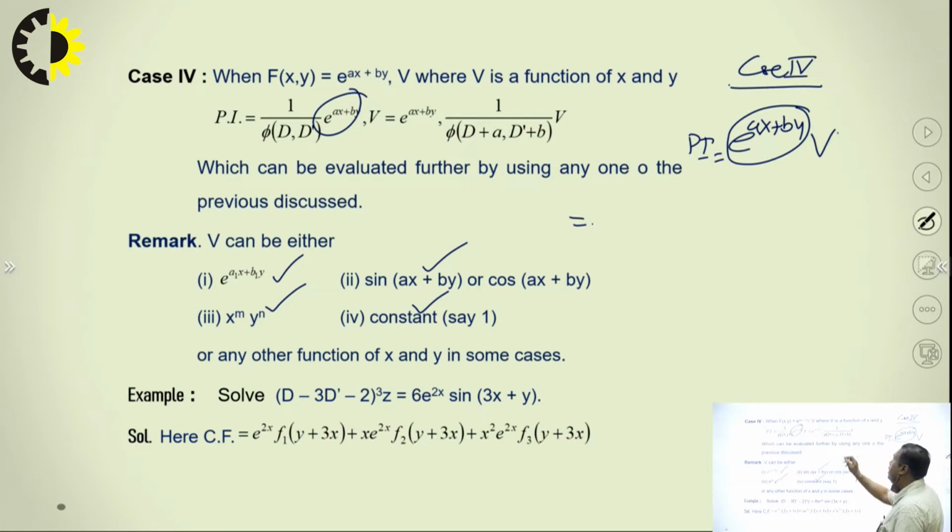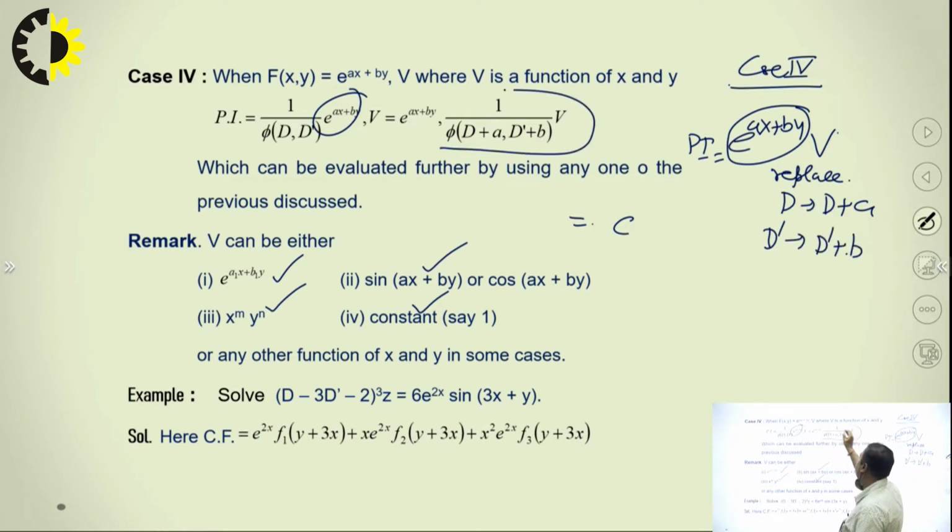First function is e की power ax plus by, second function is v. सबसे पहले क्या करेंगे, e की power ax plus by को एंट्री देंगे. e की power ax plus by is entered by replacing d की जगह पर d plus a रिप्लेस करेंगे. Replace d by d plus a and d dash by d dash plus b, and the function becomes phi of d plus a, d dash plus b.